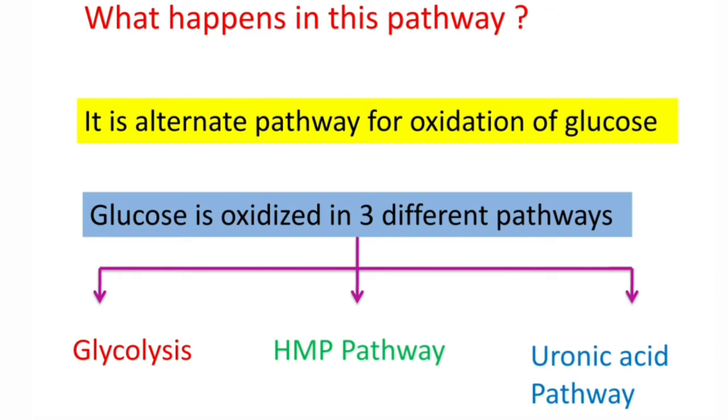But when glucose is oxidized in glycolysis, it generates ATP. Whereas in HMP pathway, glucose oxidation will not generate any ATPs, but it produces NADPH and pentoses. Whereas oxidation of glucose in uronic acid pathway produces glucuronic acid, which is required in conjugation reactions. So this is the fate of glucose in these three different types of oxidation pathways.